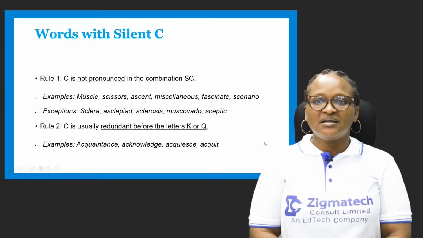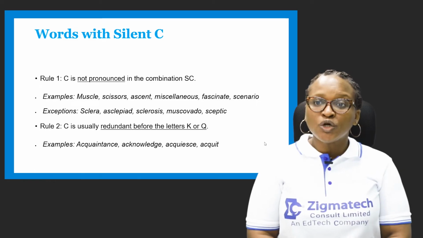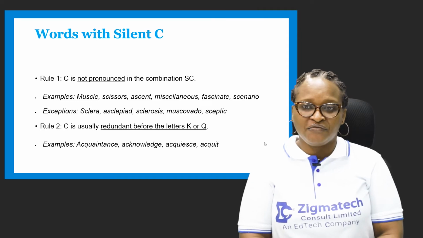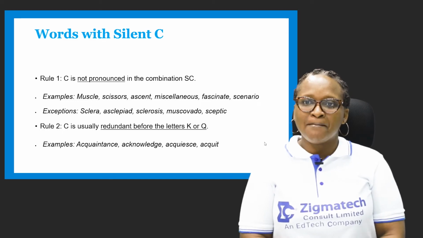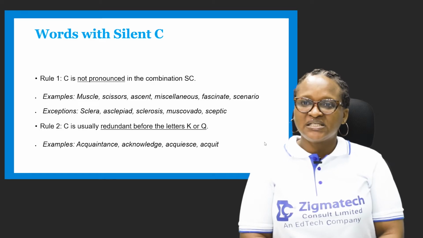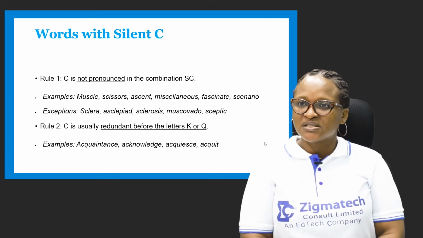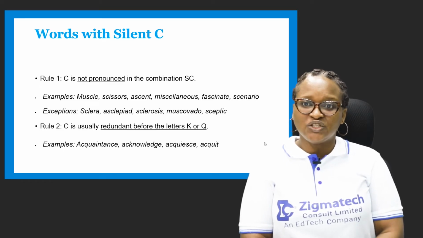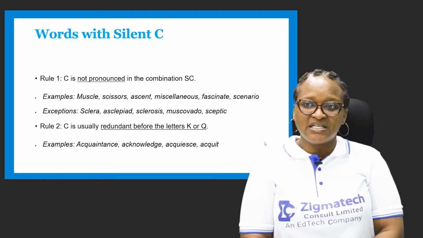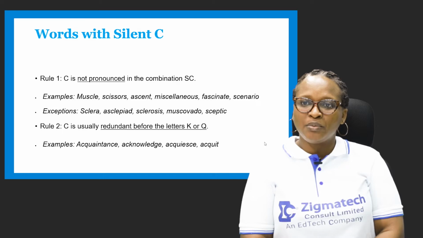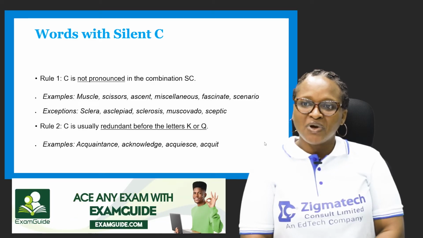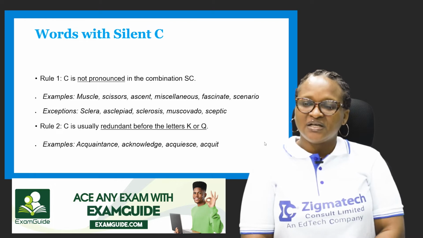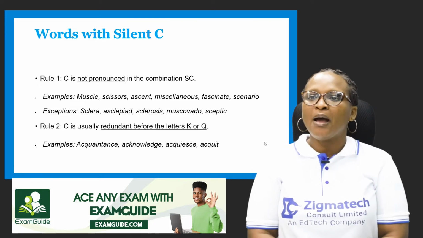So let's look at words with silent C. Are there words with silent C? Yes, a whole lot of them. So we have examples such as muscle, scissors, accent, miscellaneous, fascinate, scenario. You have exceptions such as sclera. In these exceptions, the C's are pronounced: scalpade, sclerosis, muscovado, and skeptic. These are words in which the C's are pronounced.